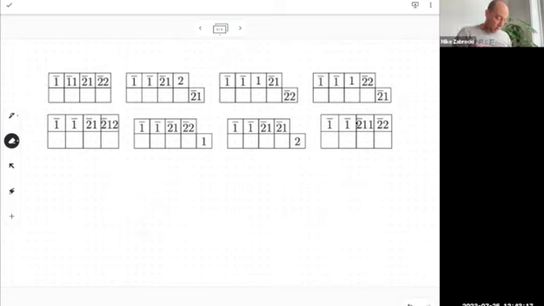So let me give the correspondence between these multi-set tableau that I've drawn here and the object that I had before. So I'm going to take this one just as an example.